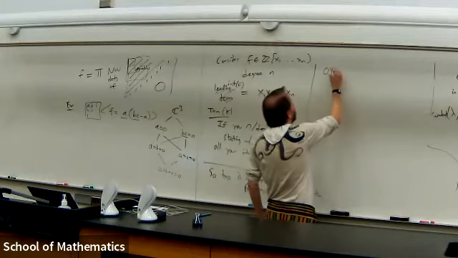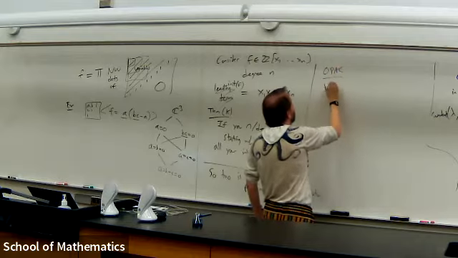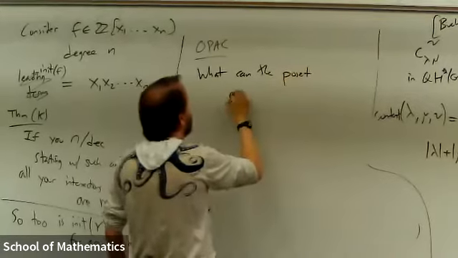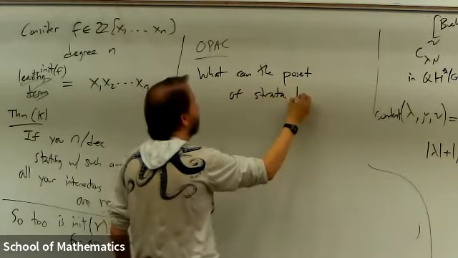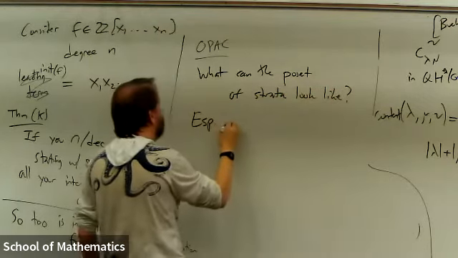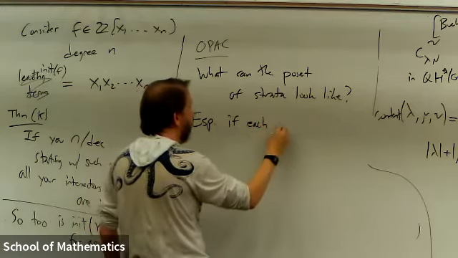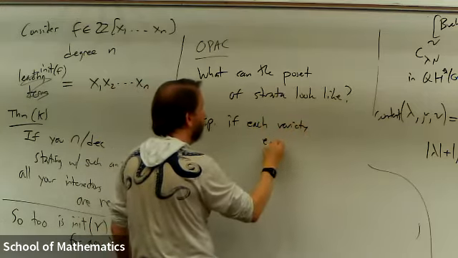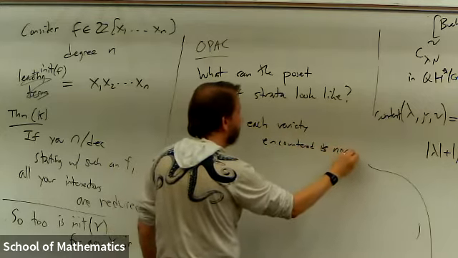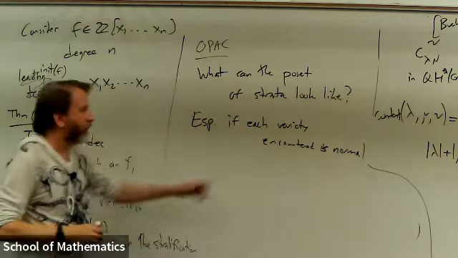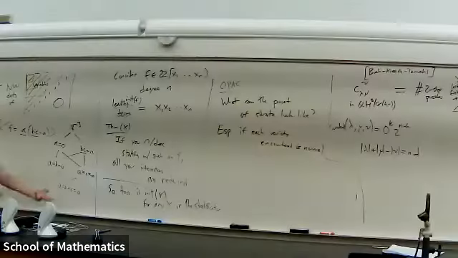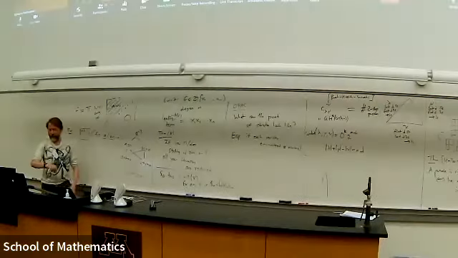So here's the sort of question I'm curious about. What can the poset of strata look like? And it helps, especially if each variety encountered is normal. So I'm a little sad to include a condition like that, since it's not so much a combinatorial condition, but I think I better stop there anyway.